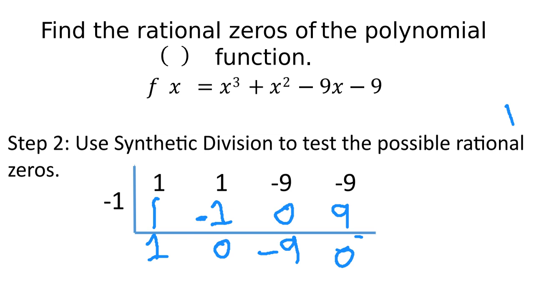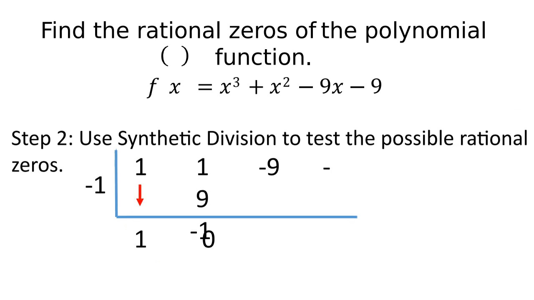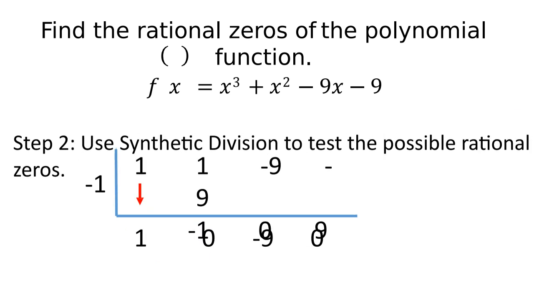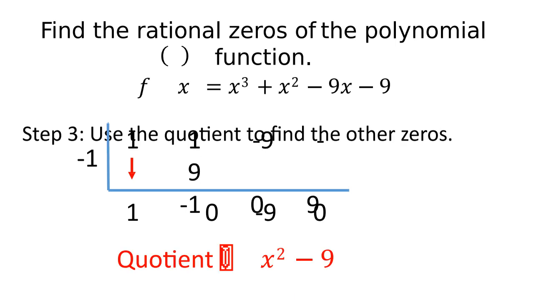Okay, so now we have found a zero, which is -1. And from here, I have my quotient, which is going to be x squared minus 9. And then we have two options again. We can either factor or we can use the quadratic formula. This is the synthetic division. So here's what I'm talking about. This is my quotient from the synthetic division.